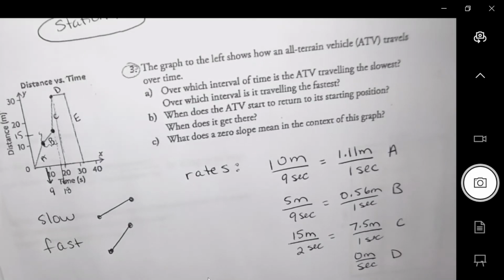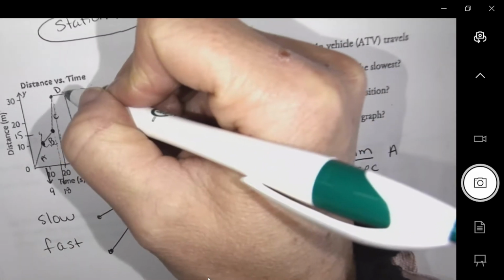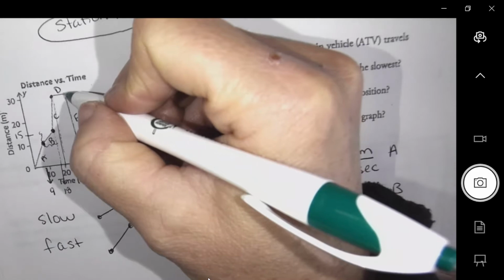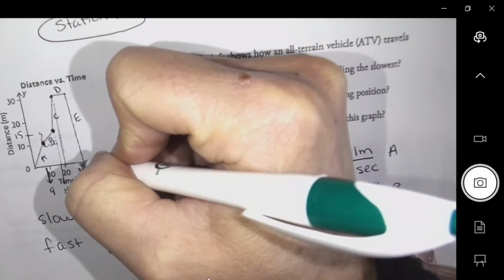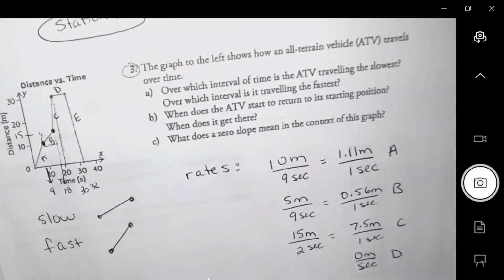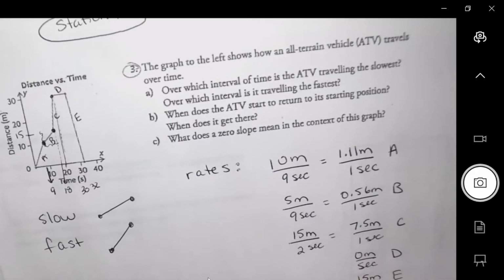Okay, E is going 30 to 0, so they've traveled 30 meters. What do you want to do these times from? Should we say from 30 to 32 seconds? Does that look maybe right? Yeah. Is that okay? In 2 seconds? Like I said, this graph isn't necessarily the best.